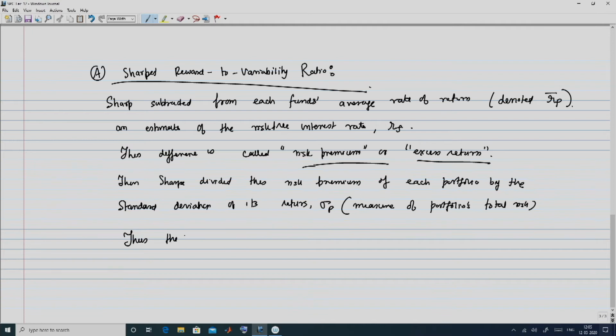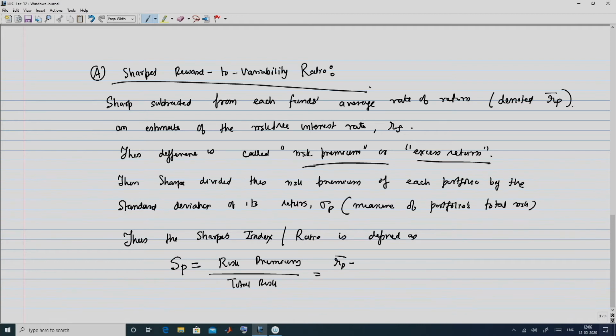Thus, the Sharpe's index, or sometimes it is called the Sharpe's ratio, is defined as, motivated by this, it will be SP for Sharpe. First we take the risk premium and we divide it by the total risk, and this is Rp bar minus Rf in the numerator divided by sigma p in the denominator.